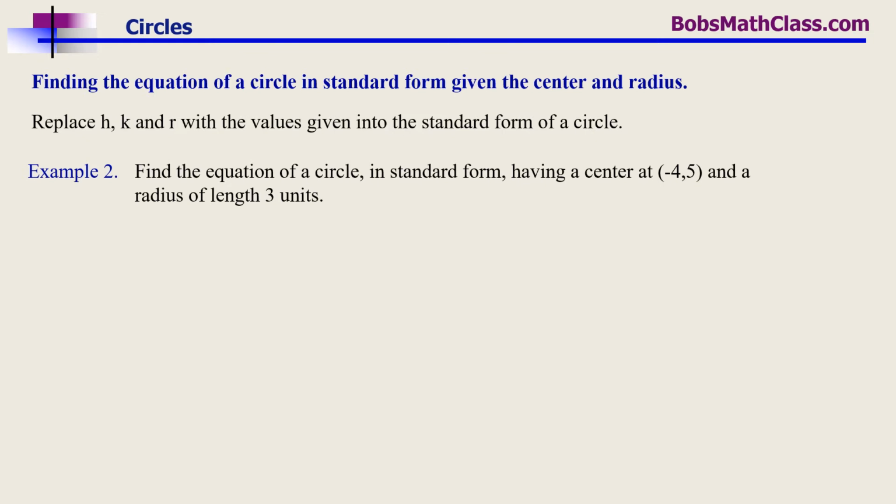Okay, now we want to find the equation of a circle in standard form given the center and the radius. So all we're going to do is replace h, k, and r with the given values into the standard form. So example 2, find the equation of a circle in standard form having a center of -4, 5, and a radius of 3.